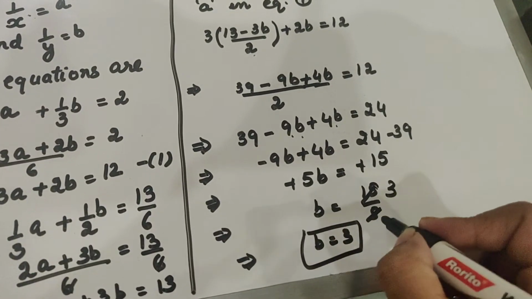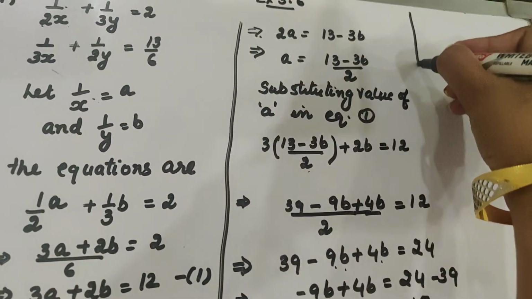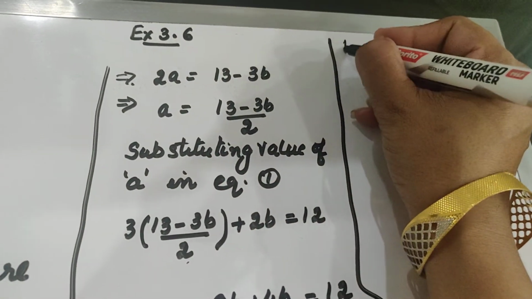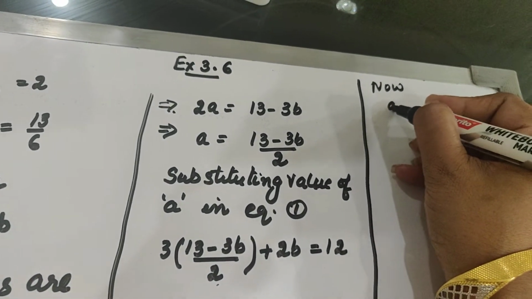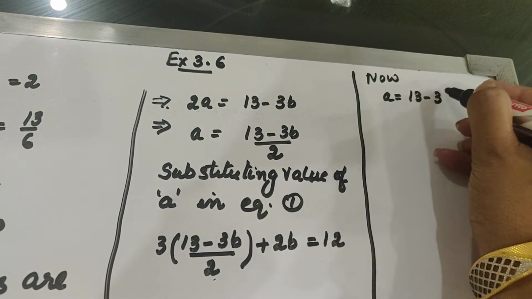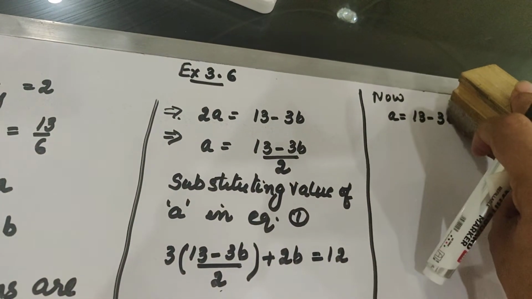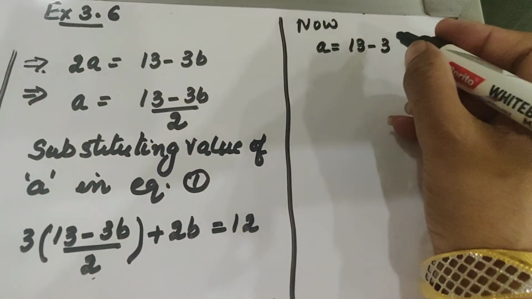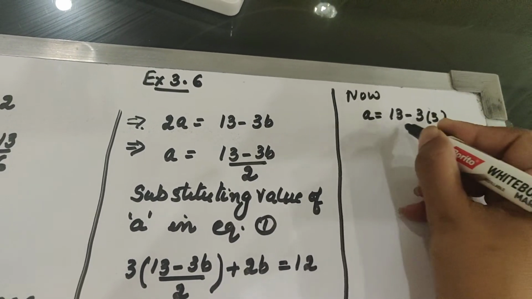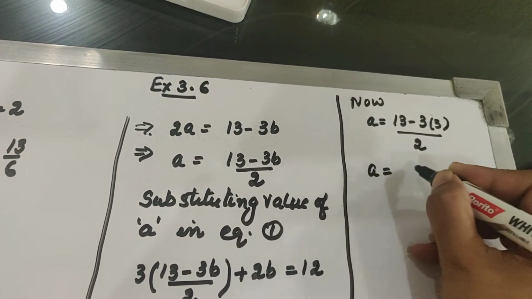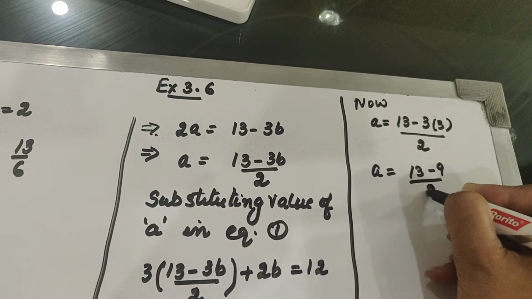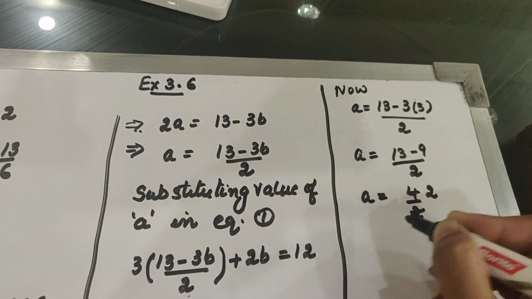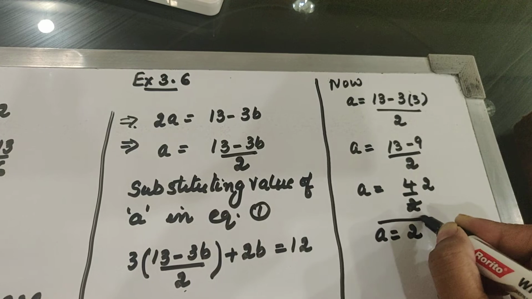Okay, after finding the value of b, we will now find the value of a. Okay, now what is the value of a? Now a is equal to 13 minus 3b. Okay, let us write the value of b here. A is equal to 13 minus 3b upon 2. The value of b is 3. So at the place of b, I am going to write 3. So a is equal to 13 minus 9 upon 2. 13 minus 9 is 4. 4 upon 2 you will get 2. So a, the value of a is 2.